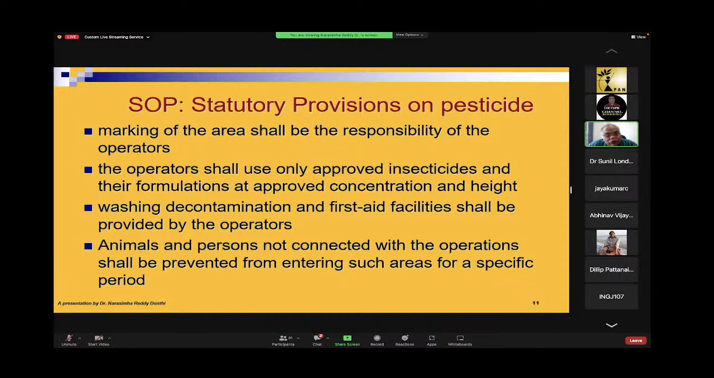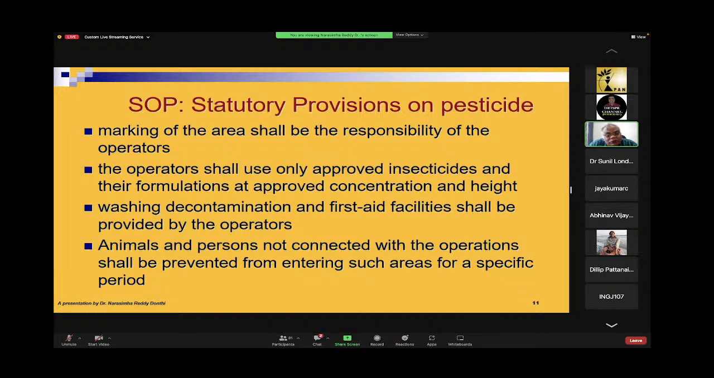And you can see this word, washing decontamination. So I said, what is this word, washing decontamination? And first aid facilities shall be provided by authority. So this word itself is very vague. If it is saying washing, decontamination, then washing what, and what is decontamination? Decontamination of what is again undefined. So is it about decontaminating the drone or the area or the buffer zone? I think again vague language is used here.